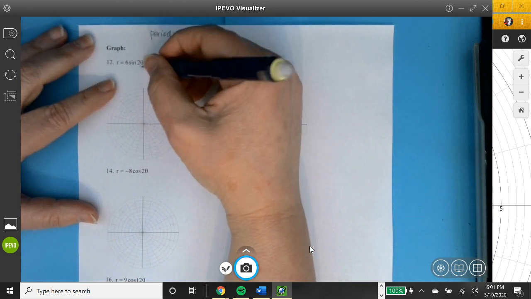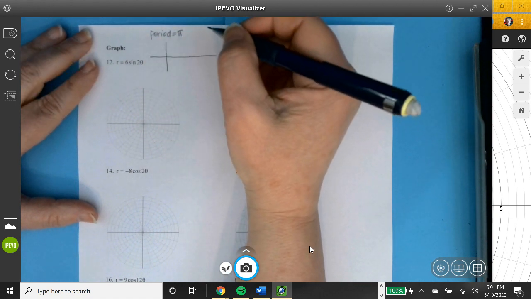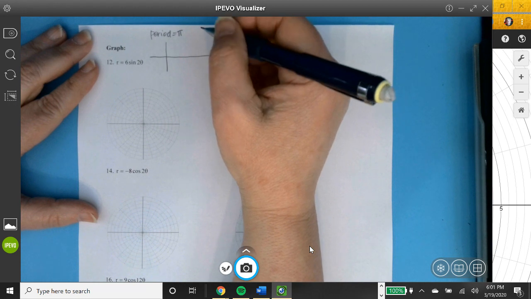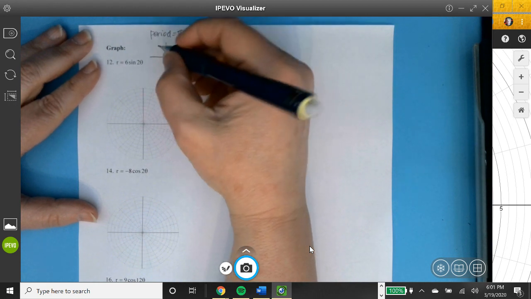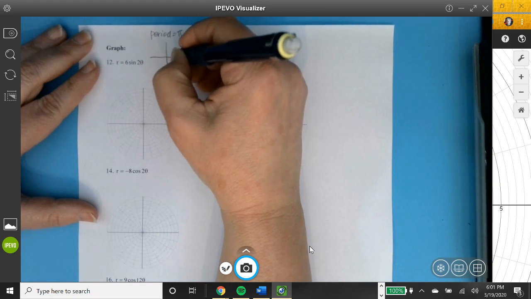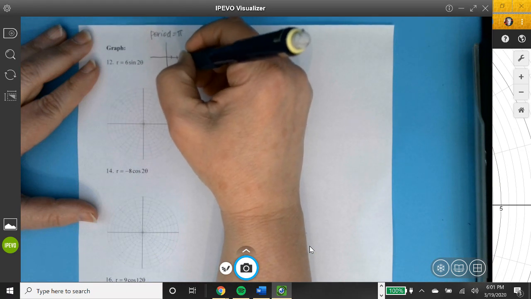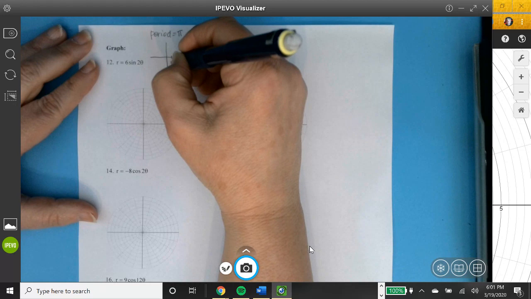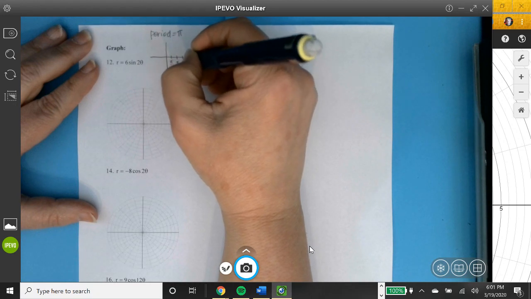Okay, and this is a sine curve, and it's an even number. So what does that mean? We're going to have how many petals? Even numbers means we have double the petals. So we're going to have 4 petals here. Okay, so we're going to go to pi, and then I'm going to have pi over 2 in the middle, and this is pi over 4, and then 3 pi over 4.